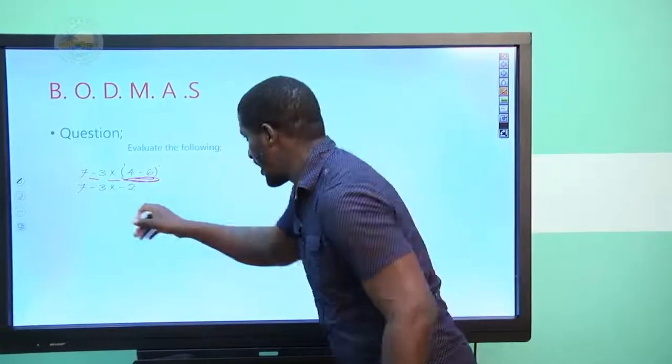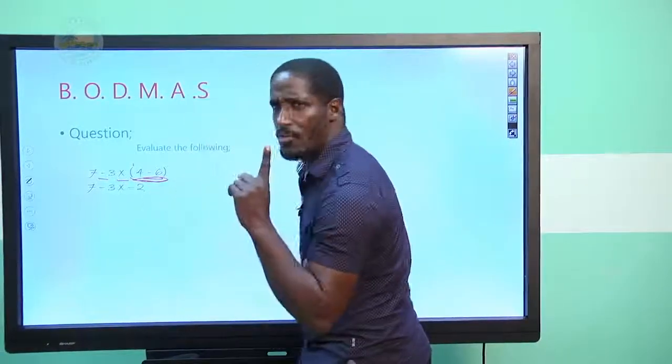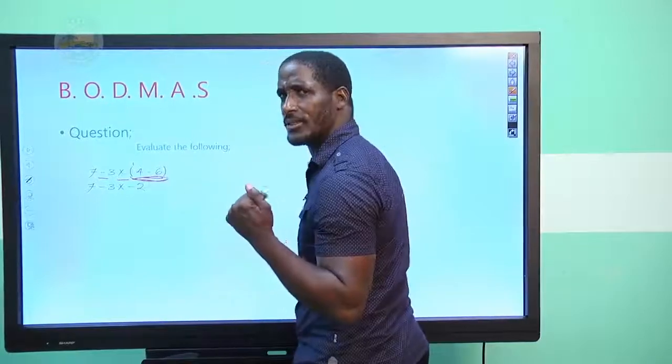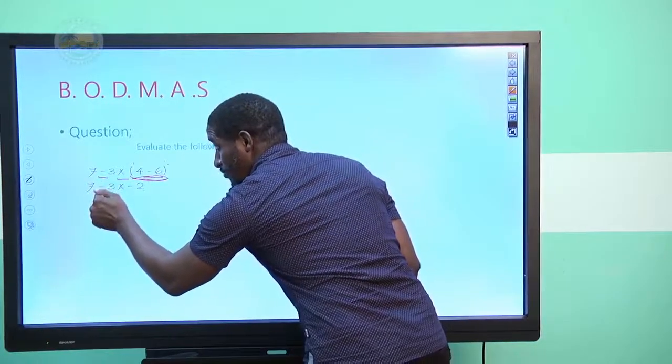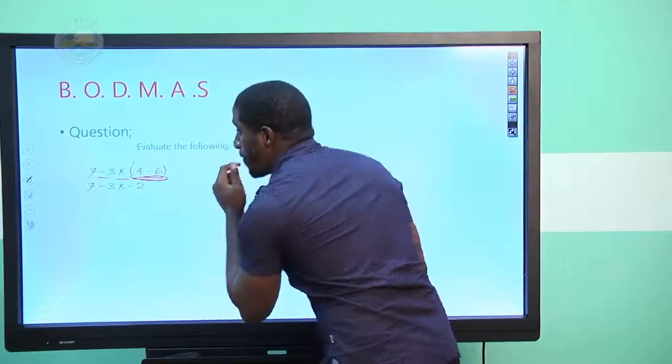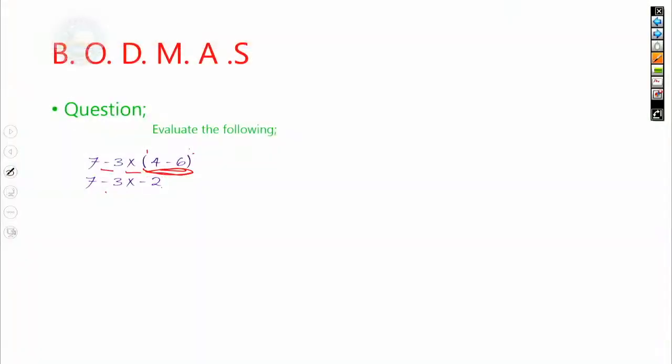Then we check here. What do I have now in terms of my operations? So I've worked out my brackets. What do I have next? It's positive 7, minus 3, multiplied by negative 2. And so we multiply. What is negative 2 multiplied by negative 3? Negative 2 multiplied by negative 3 is going to give us positive 6. 7 plus 6 is going to give us 13.